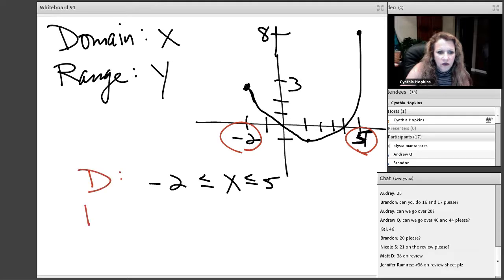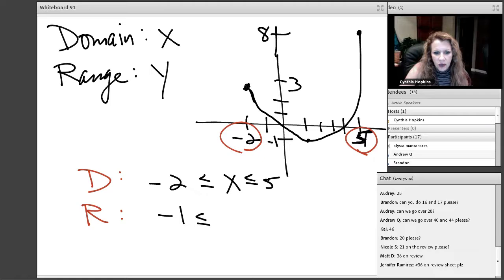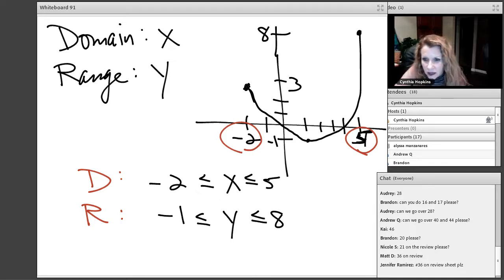For my range, now I'm going to change the way I'm thinking, and I'm going to think up and down. Okay, so what's the lowest this goes to? -1. So I would write -1 is less than or equal to y, which is less than or equal to 8. Okay, and that would be my domain and range. All right, I'm not sure if that's what you're looking for, Alyssa, but there's an example.